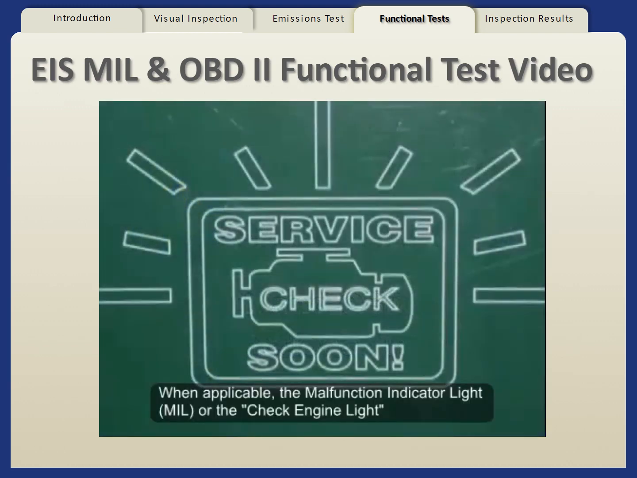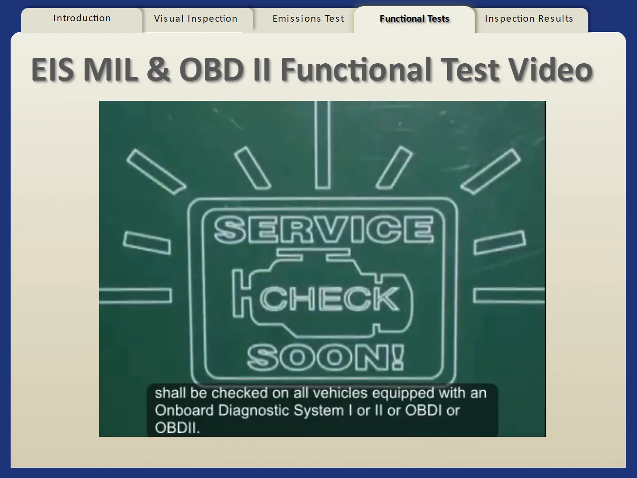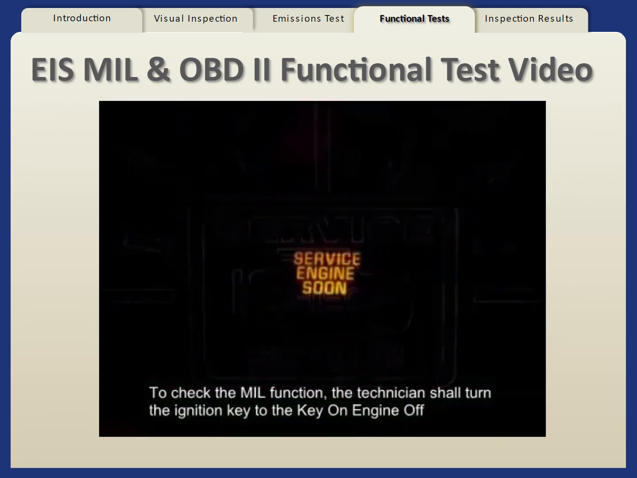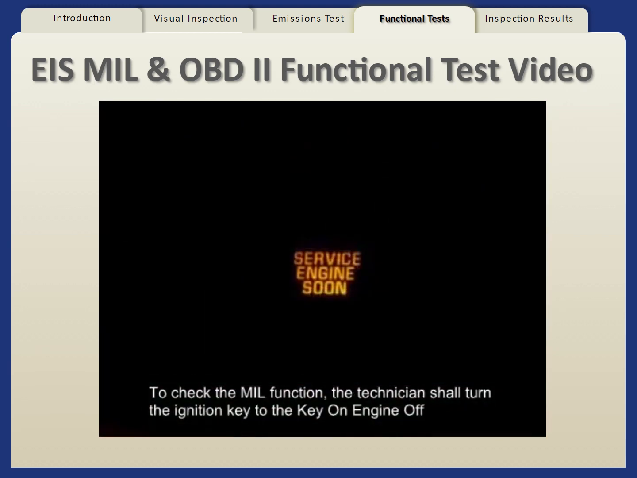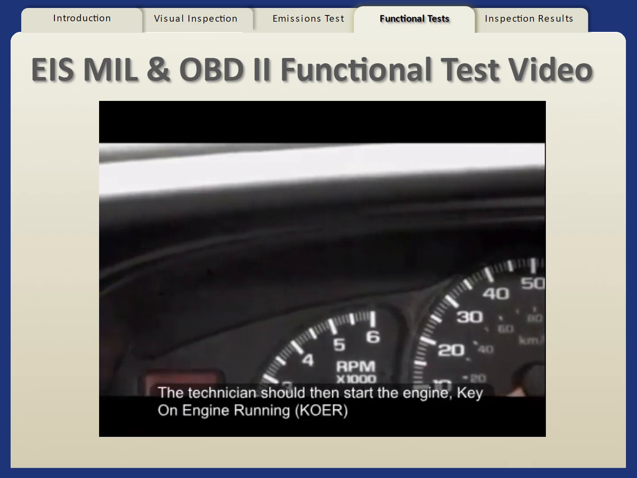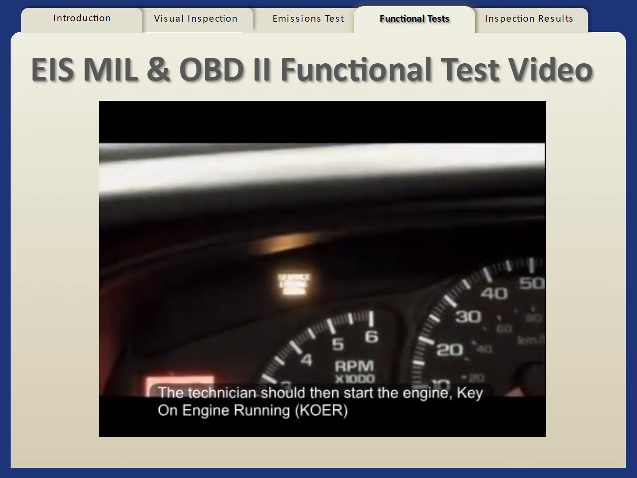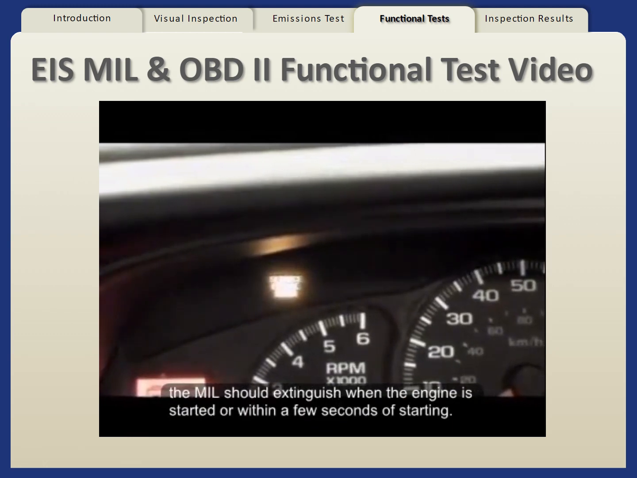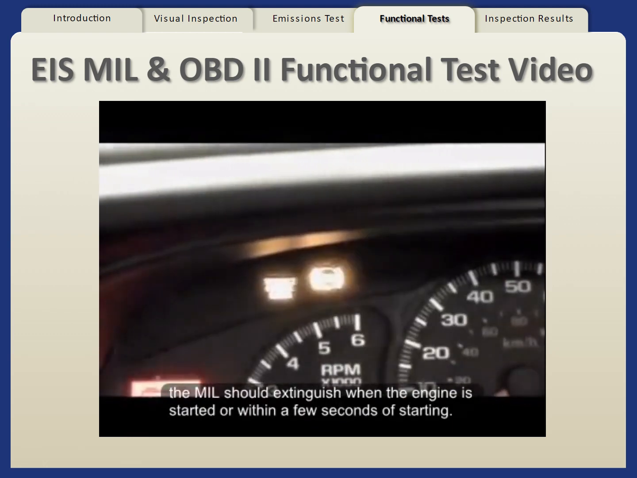When applicable, the malfunction indicator light, MIL, or the check engine light shall be checked on all vehicles equipped with an onboard diagnostic system 1 or 2, or OBD1 or OBD2. To check the MIL function, the technician shall turn the ignition key to the key on, engine off, KOEO position, and observe the MIL operation. The MIL should illuminate. The technician should then start the engine, key on, engine running, KOER. The MIL should extinguish when the engine is started or within a few seconds of starting.